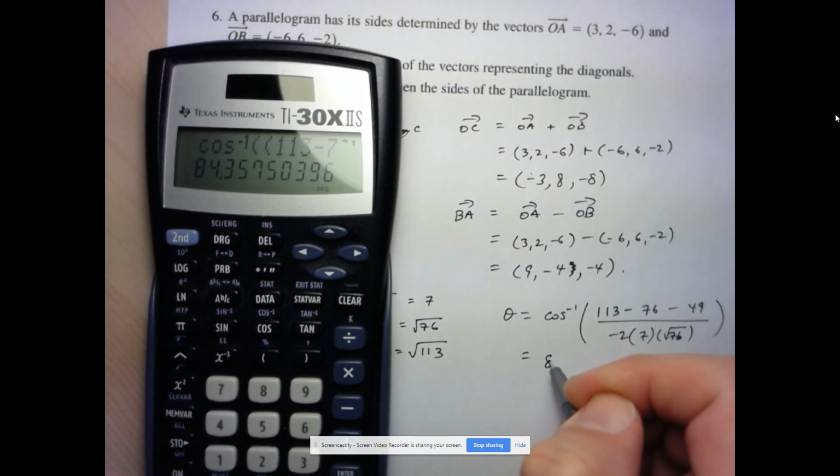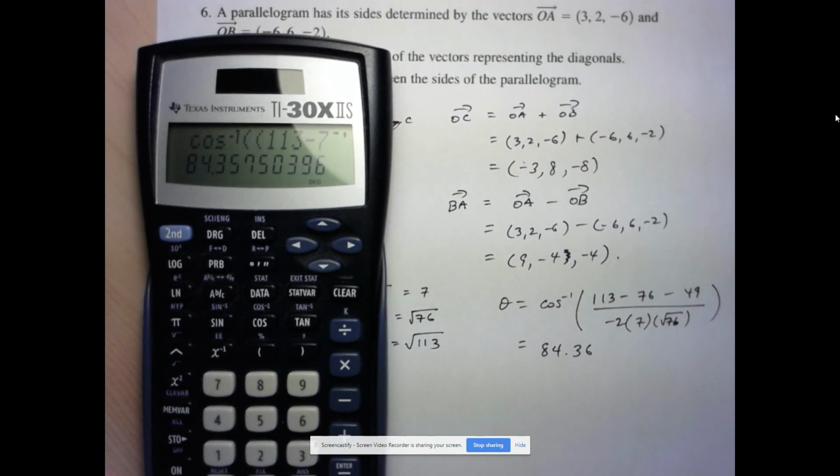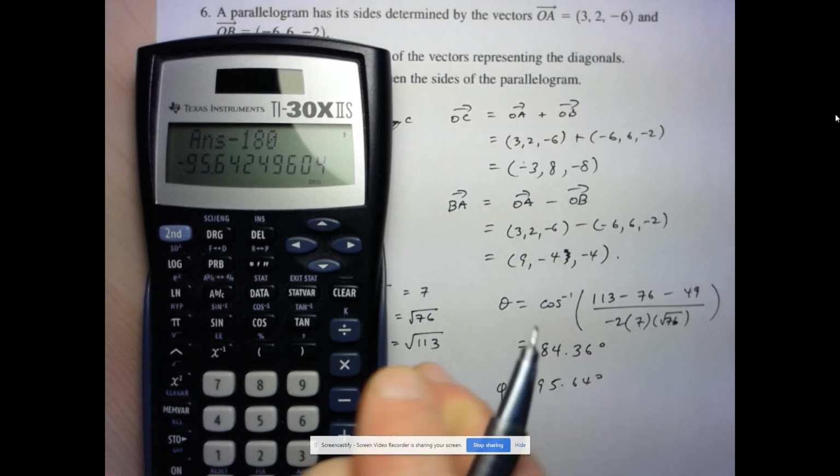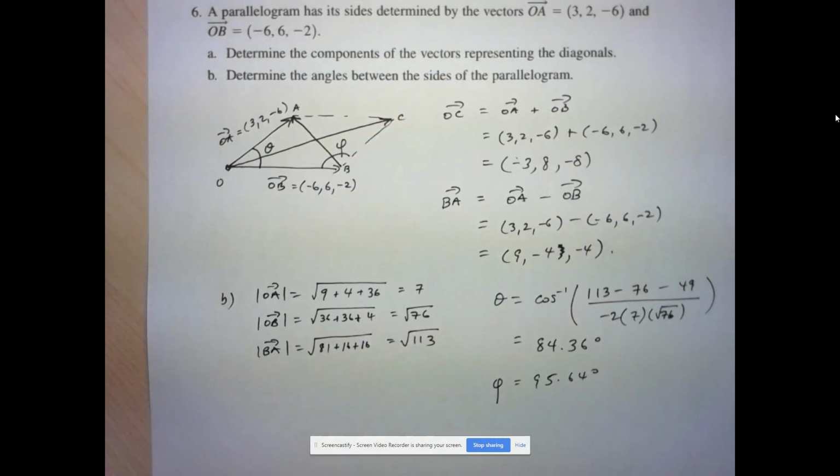84.36. And then we'll find the other angle. So just subtract that from 180. It's going to be 95.64 degrees. Okay, so just to specify here that I'll call this the angle phi.